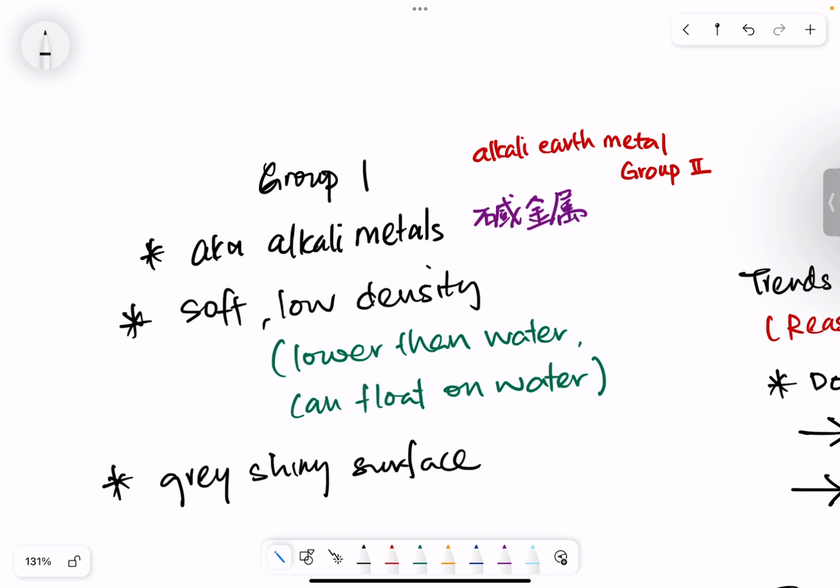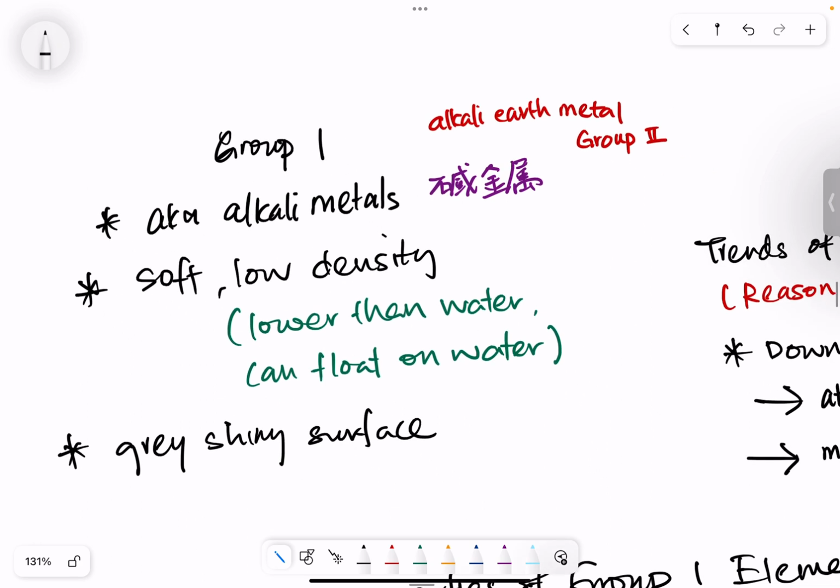And just like all the other metals, they have a great shiny surface. But here's the funny thing: when we take it out, they won't look like a shiny surface, because they will react with the oxygen in the air to form a dull surface, which is the oxide of the alkali metal.